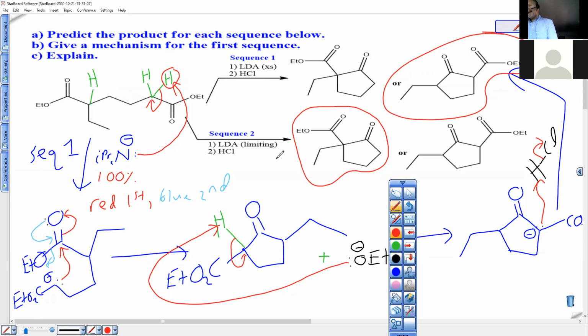How did we make that happen? We used a limiting amount of LDA, and that establishes equilibrium between the two different enolates. And it gives us this more thermodynamically stable enolate, and this is the product that results from it. And that there is a good spot to stop for this segment, and we'll pick it up after the break.